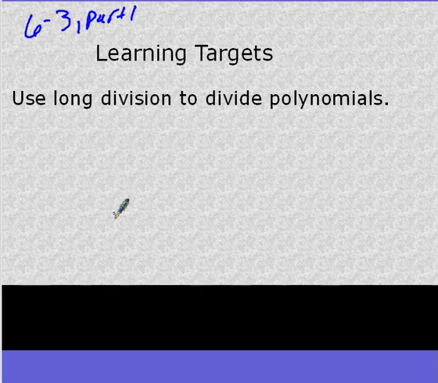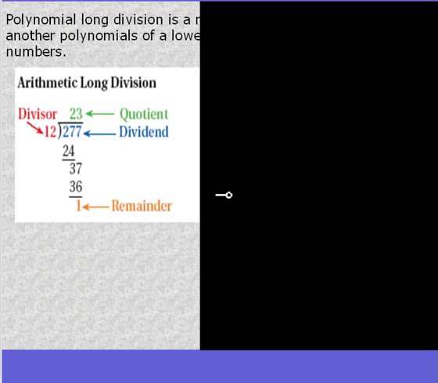All right, we're covering 6-3 part 1. This is dividing polynomials. Today we're going to look at using long division to divide polynomials. And first we'll cover a little bit about dividing numbers using long division because we might have forgotten.